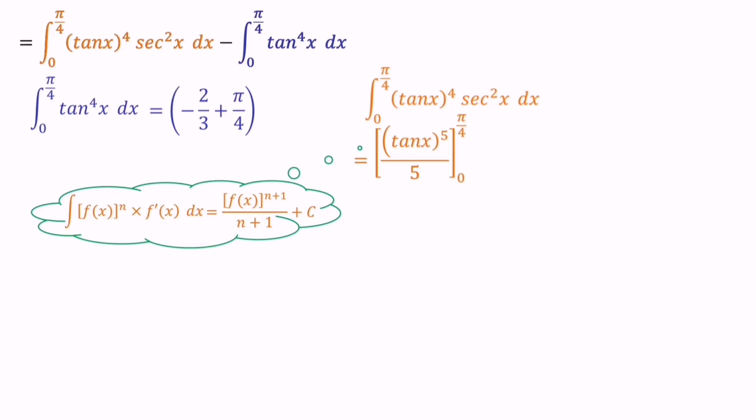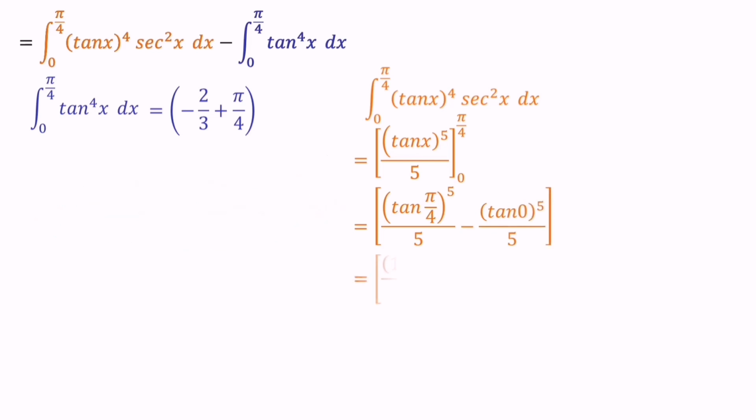Now we can substitute the upper limit and lower limit for this answer. First one, upper limit pi over 4, minus second one, lower limit 0. Tan pi over 4 to the power of 5 over 5: tan pi over 4 equals 1, so tan to the power of 5 equals 1. Tan 0 to the power of 5 equals 0. So we can get the final answer as 1 over 5.